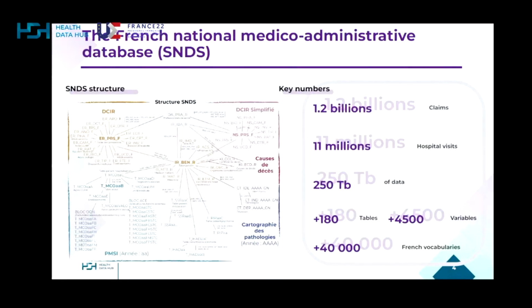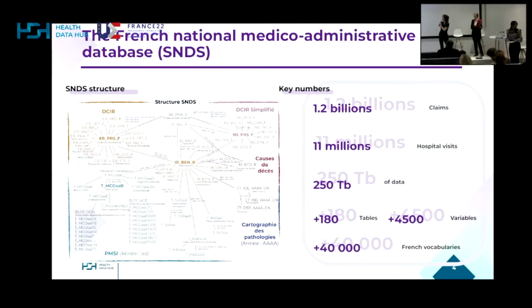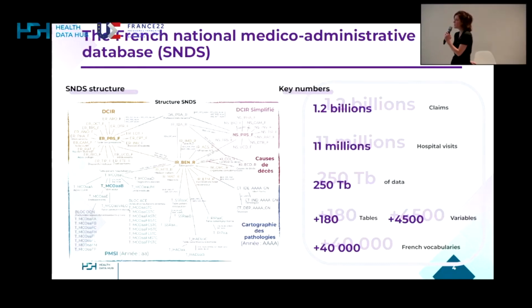You heard this word several times today, but maybe some of you don't know this database. The SNDS is a medico-administrative database, and it contains data from the French population since 2006. Inside, you can find information on outpatient visits, hospitalization and cause of death.